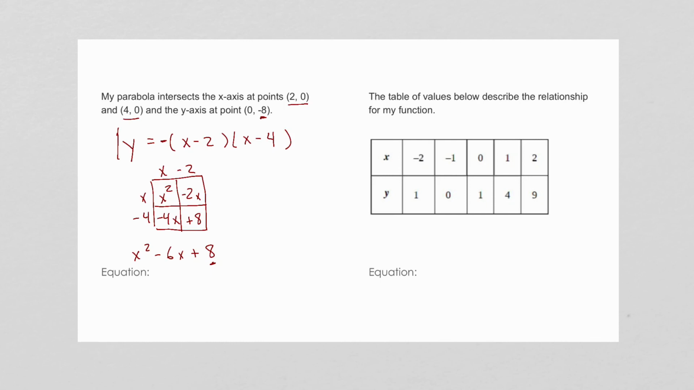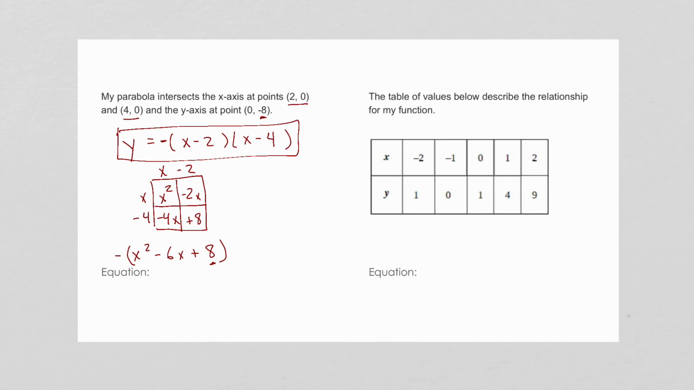So this equation works, and my standard equation works as well, but I would have to put a negative outside of it to make it open down and to make my y-intercept actually (0, -8) instead of (0, 8). Okay, here we have a table, and when we were doing tables before, we were looking for patterns. We're still looking for patterns.